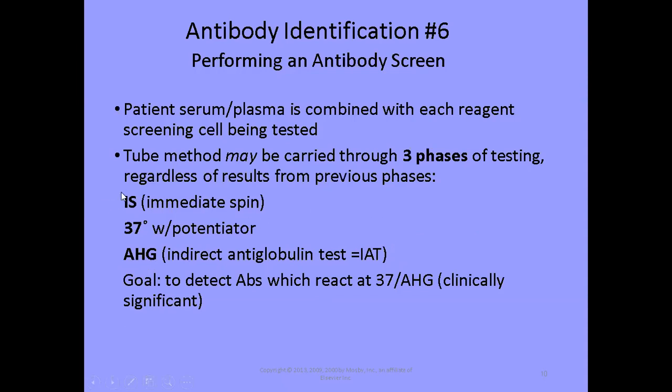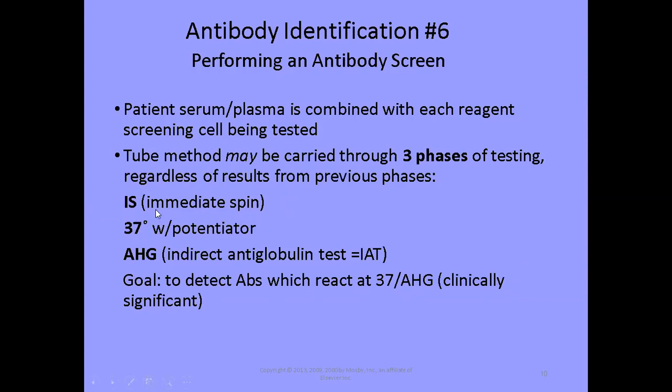But the point being is these 3 phases of testing are always carried out regardless of what I got at the previous phase, okay? So the goal is to detect antibodies which react at 37 or AHG, because these are the ones that are clinically significant. So what I will say is, because we're learning about phases of testing, we will talk about immediate spin, and it's included in all of our examples from our textbook as well.